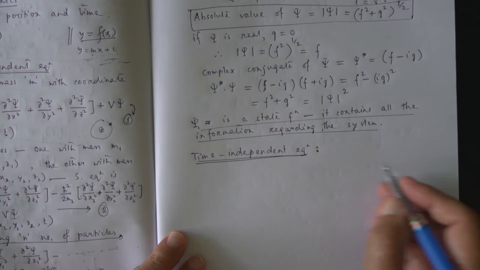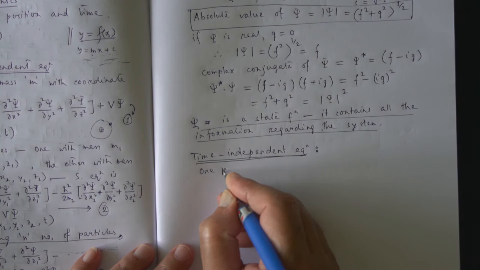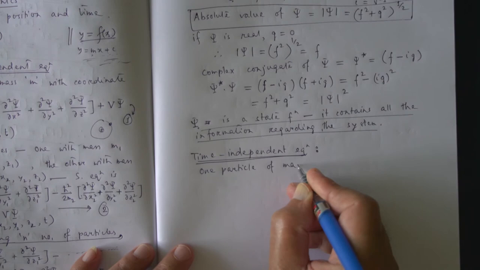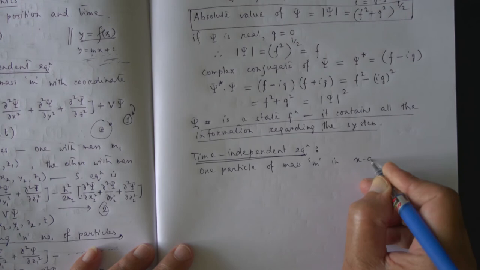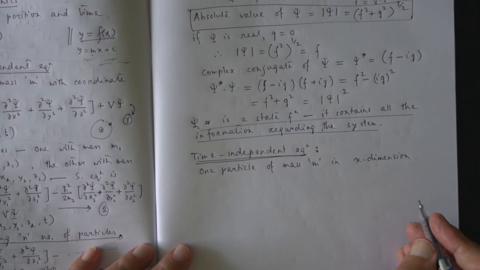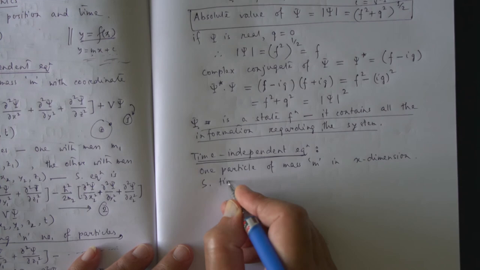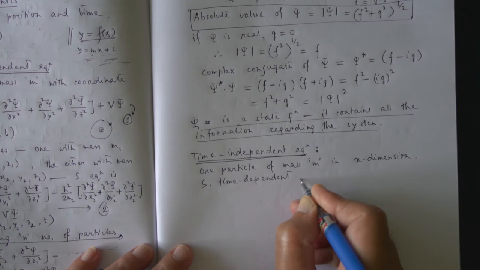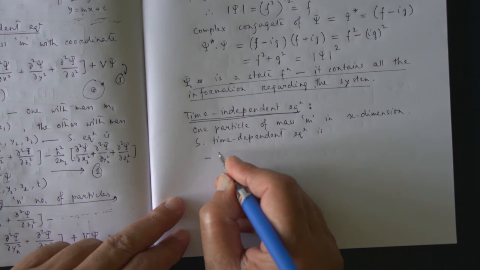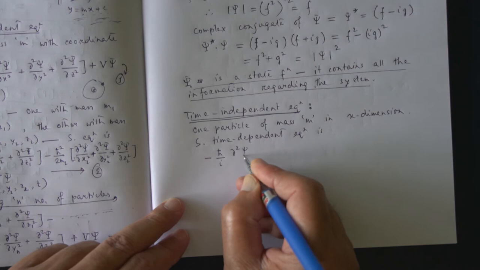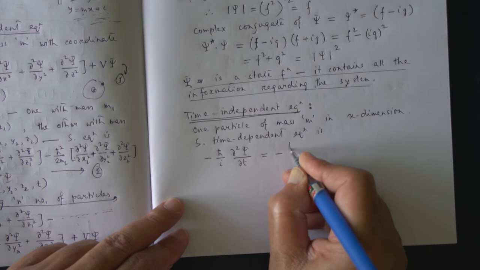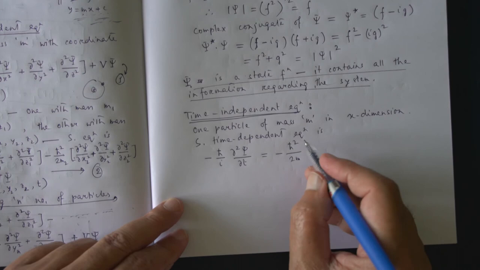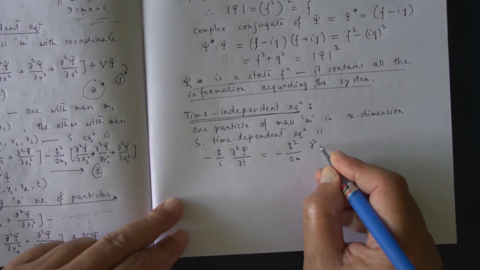Let us consider one particle of mass m in x dimension. We are not considering three dimensions, only one dimension. So Schrödinger's time dependent equation is: i h bar del psi by del t equals minus h bar square by 2m, where mass is m, and we have only the x dimension, so the equation will be del 2 psi by del x square.